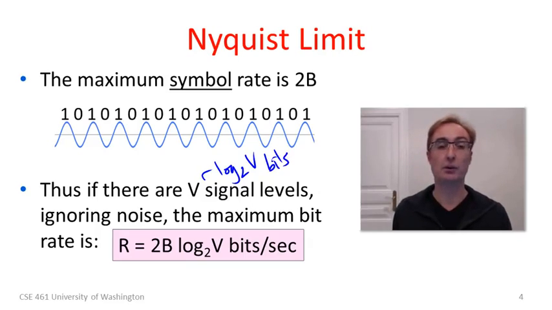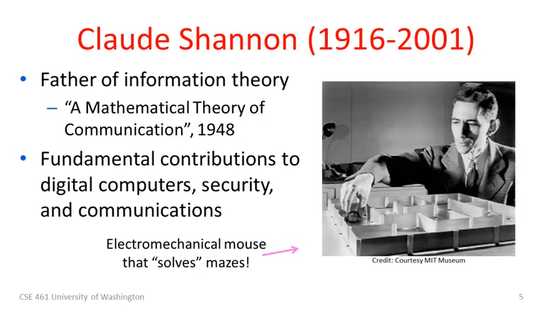For instance, if you have 4 signal levels, that will allow you to convey 2 bits with each level. 8 signal levels, 3 bits, and so on. Putting these two terms together, Nyquist tells us that the maximum rate we can send information across a noiseless channel is 2B multiplied by log to the base 2 of V bits per second, where V is the number of signal levels. Let's move on to the other result which we'll care about, really the end result here.